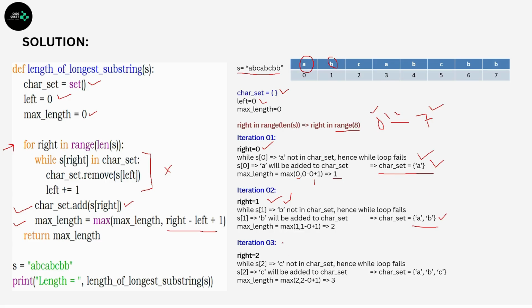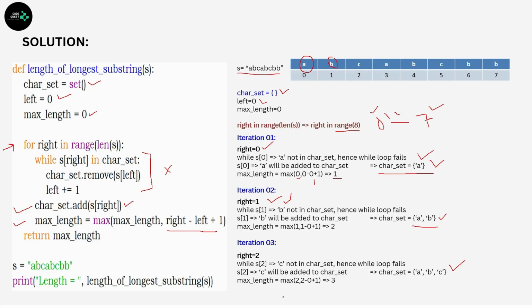Similarly, in iteration 3, right is going to take up 2. So I am checking S of 2, that is nothing but C, which is not in the char set. Hence again this while loop is not going to execute. Hence S of 2, that is C, will be added to the char set. As a result, the updated set is now holding 3 elements: A, B, C.